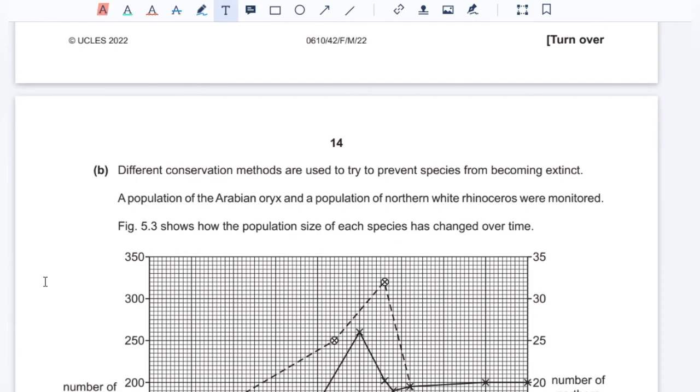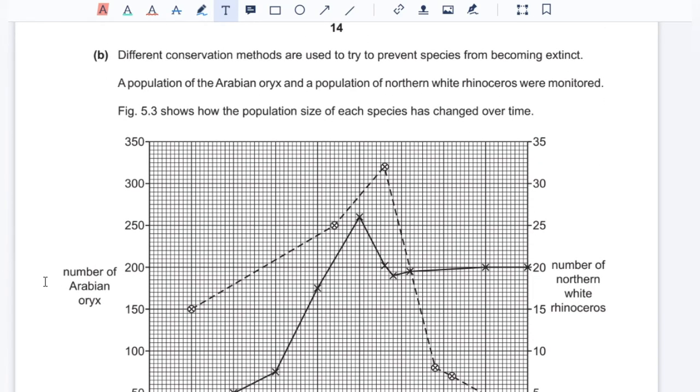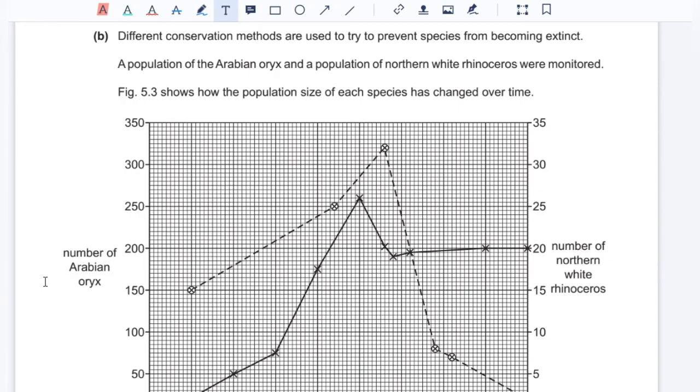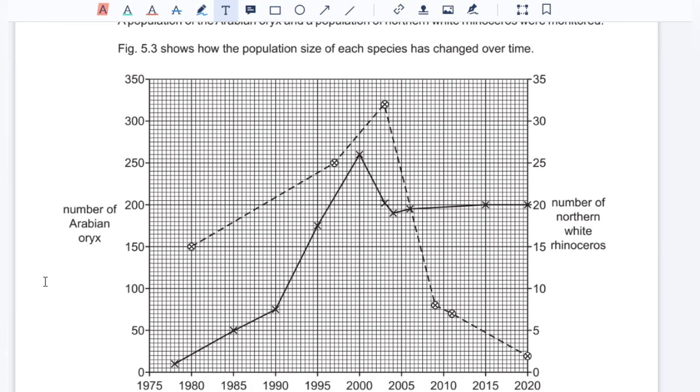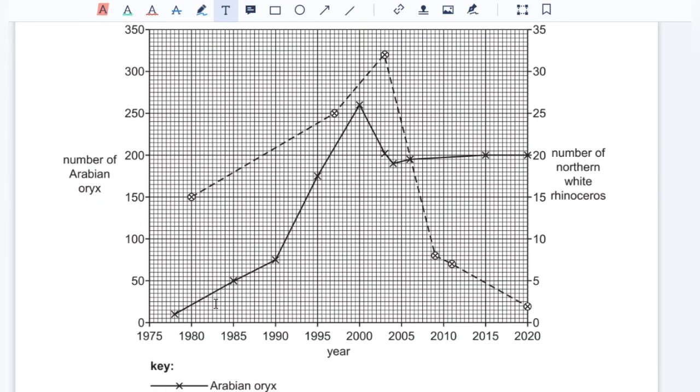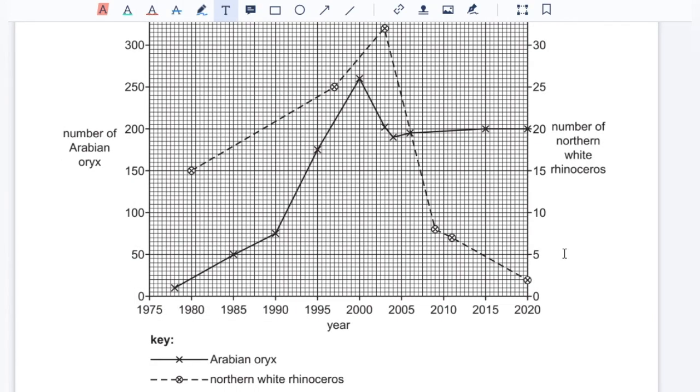Different conservation methods are used to try to prevent species from becoming extinct. A population of Arabian oryx and a population of northern white rhinoceros were monitored. Figure 5.3 shows how the population size of each of these species has changed over time. So the cross points represent the number of Arabian oryx, and you've got their scale up on the left side, and the scale of rhinoceros is on the right side. They're represented by crosses that are circled.